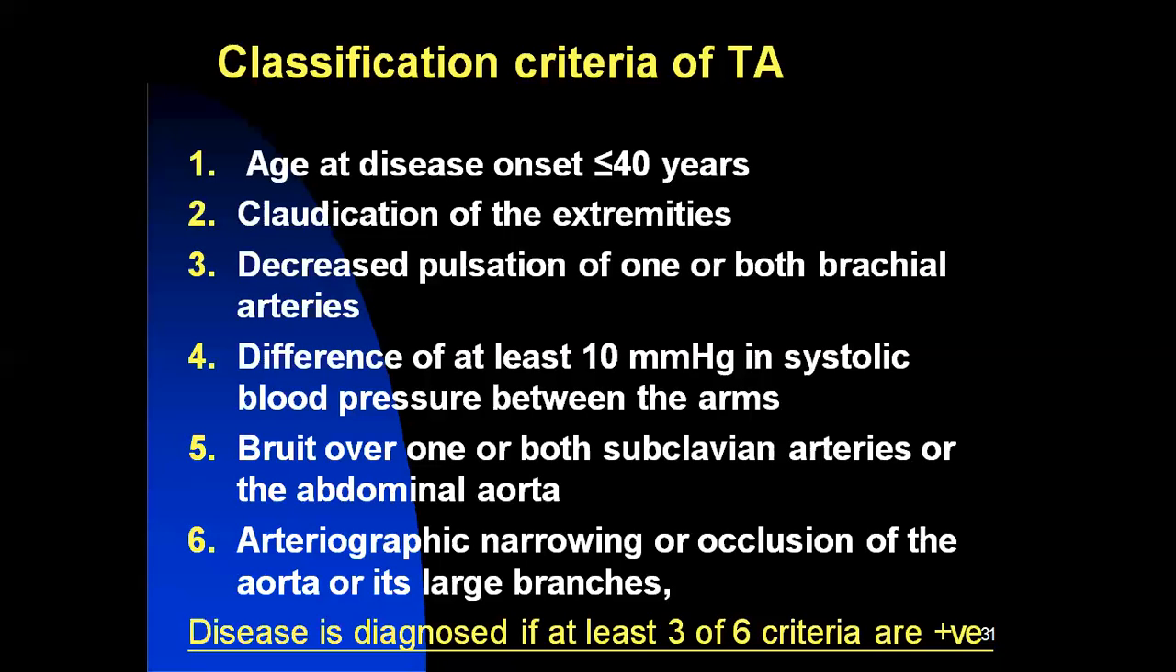Bruit, a sound heard over the subclavian artery or the abdominal aorta, and arteriographic narrowing and occlusion of the aorta and its large branches. So out of these six criteria, if at least three of these six are positive in a person, these are the definitive diagnostic characteristics. Age less than 40. Intermittent claudication may be present, and decreased pulsation in one or both of the brachial arteries. Obviously, there is a difference in the systolic pressure in both the arms. Also, a bruit can be heard over the subclavian artery. These are the direct branches of the aorta and abdominal aorta. Arteriographic narrowing may be seen.